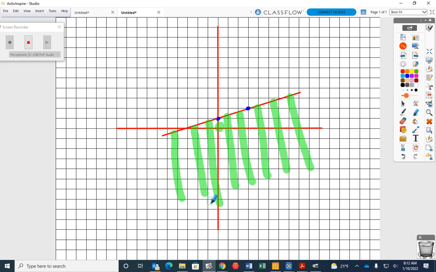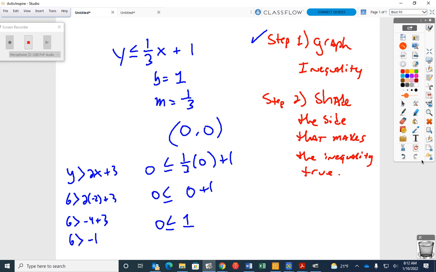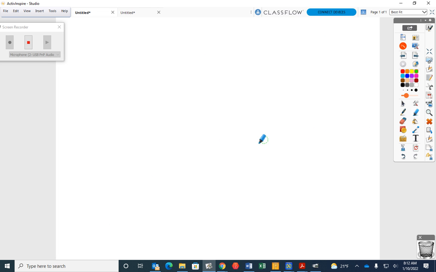Do you want to do one more? Let's do another one. Let's say I got this equation: y is greater than negative 3x minus 2. What do I need from this equation? What's the first thing I need?